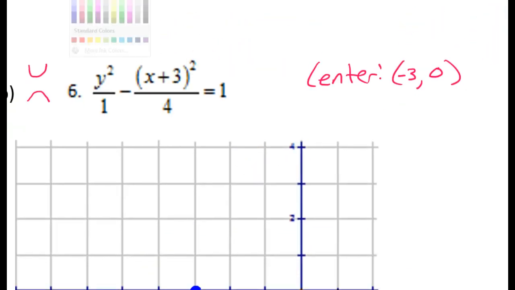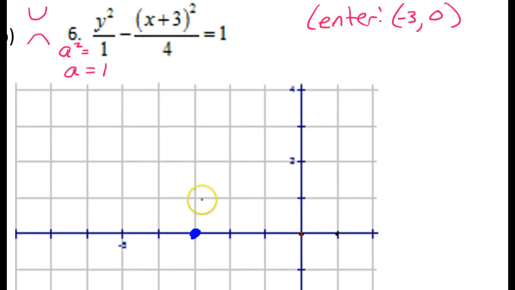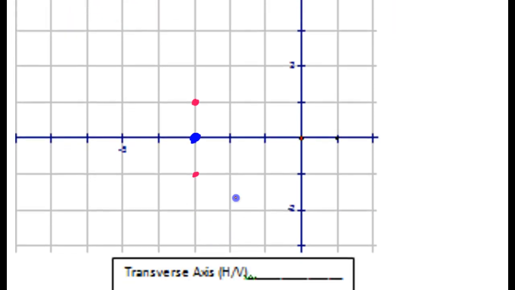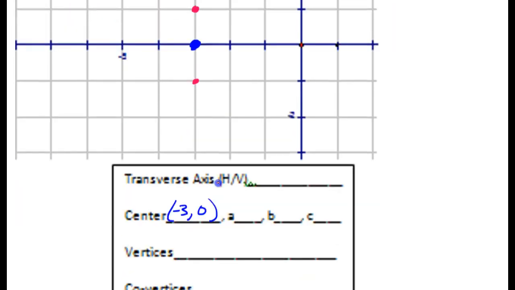Now let's go on to find the vertices. For the vertices, I need to find the a value. For a hyperbola, a squared is always first. It doesn't matter which one is bigger. It's whichever one is first, and it should always be positive in standard form. If a squared is equal to 1, then a itself is also equal to 1. Notice that this 1 is the denominator of the y term. So I will do plus or minus 1 in the y direction. So starting from the center, I'm going to go up 1 and down 1. These are my vertices. So this is -3, -1.